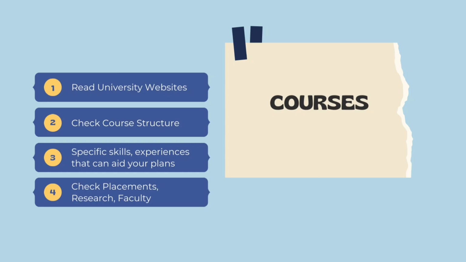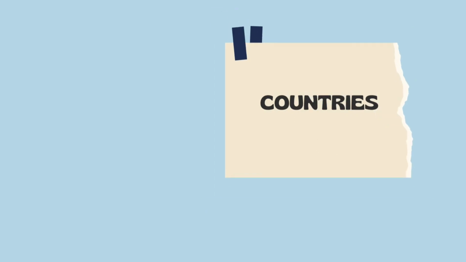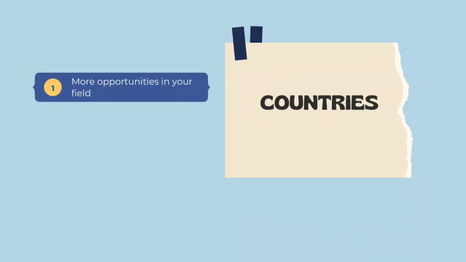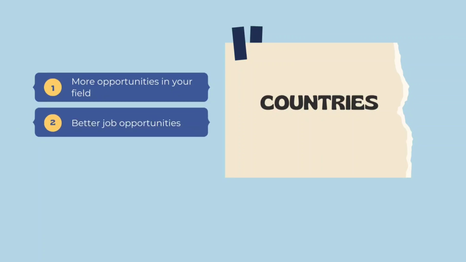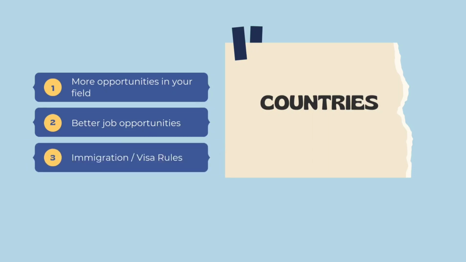The third method of course selection would be to prioritize countries. Check which countries offer more opportunities in your particular field. See if there are certain countries that offer better job opportunities than others. If your plan is to stay back or to immigrate to a particular country, you should also check which countries have better immigration or visa rules.